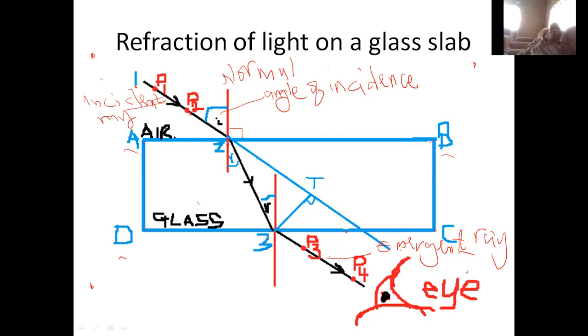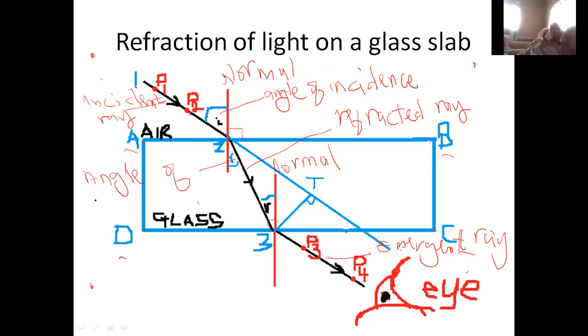And then you make a normal here, another normal. At 3, you make a normal, such that this one is at 90 degrees. The normal is 90 degrees to this edge. And then you join a line from 2 to 3, and this forms what is known as the refracted ray. And then the angle between the normal and the refracted ray is known as the angle of refraction.